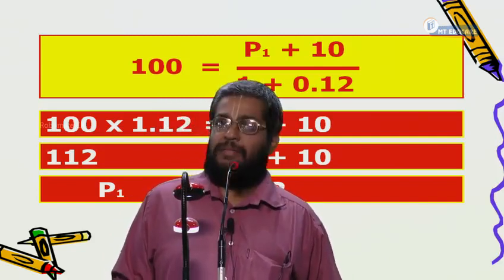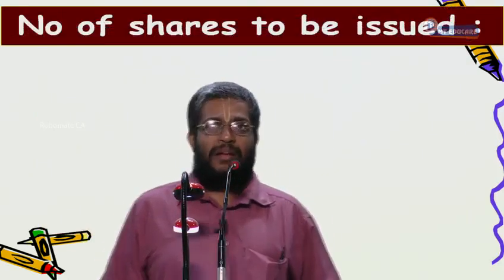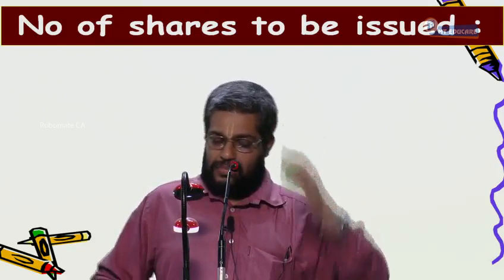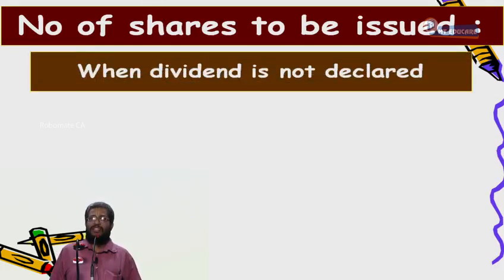Next. Part 3. Number of shares to be issued. Now there are 3 questions in this problem. Part 1, part 2 answered. Part 3, number of shares to be issued. Underline that. In that write A, when dividend is not declared. Number of shares to be issued, underline that, in that capital A, when dividend is not declared.